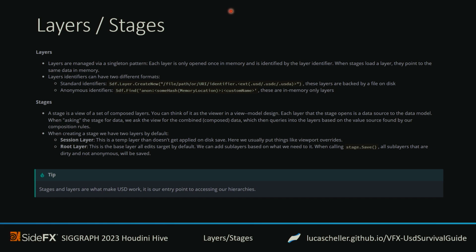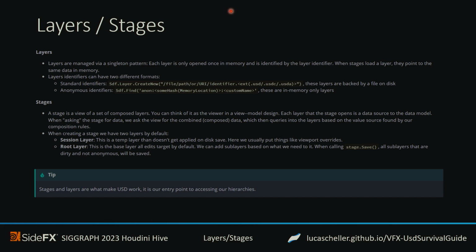Also, layers have identifiers. These get passed through the asset resolver, but that is in a second. There's also the concept of anonymous layers and non-anonymous layers. The only difference is that non-anonymous layers don't start with anon. If you want to make an anonymous layer a standard layer, you just give it a URI or file path, and that's it. And then again, stages are the view on different layers.